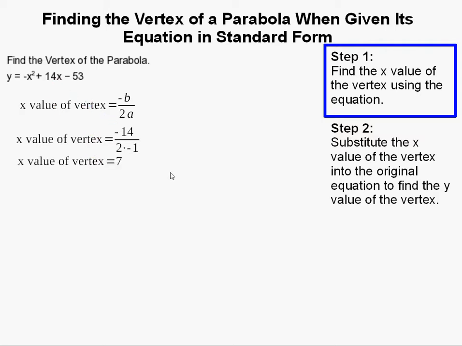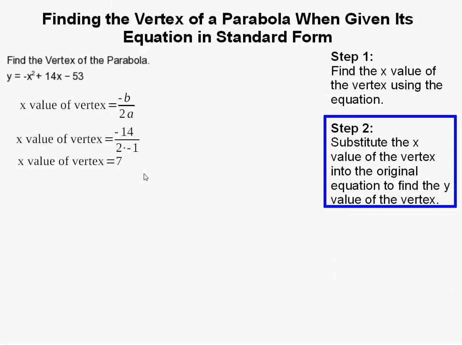After I simplified it, that becomes negative 14 over negative 2, which becomes 7. So now I've got the x value, so I know where the center is going to be. I don't know how high, though.